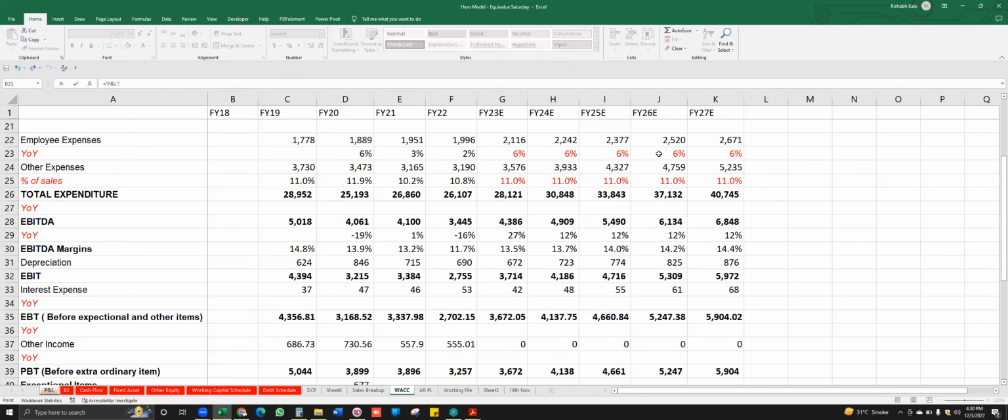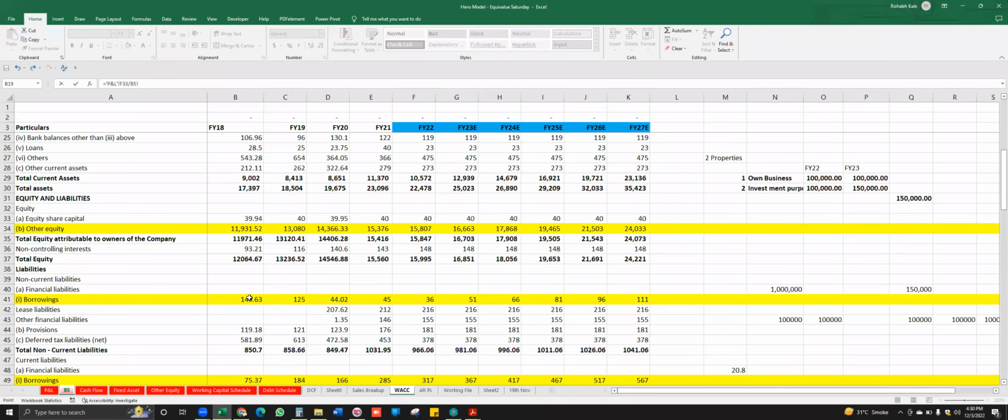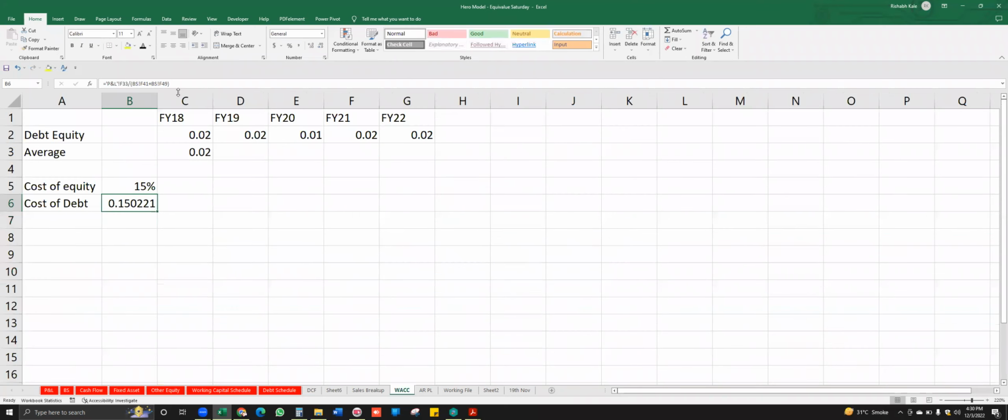Interest expense. Interest expense was how much? For FY22, divide by again the total debt. You have these borrowings, this plus this. Right? 15% is your cost of debt.